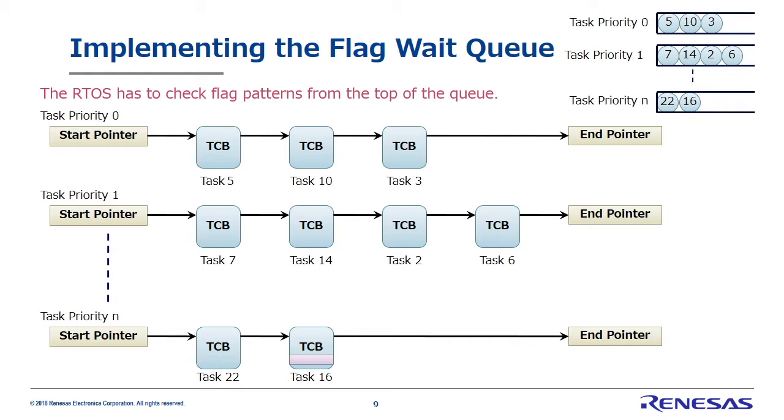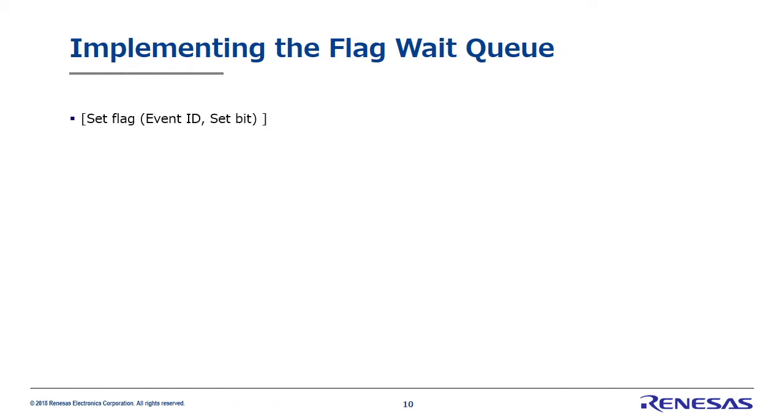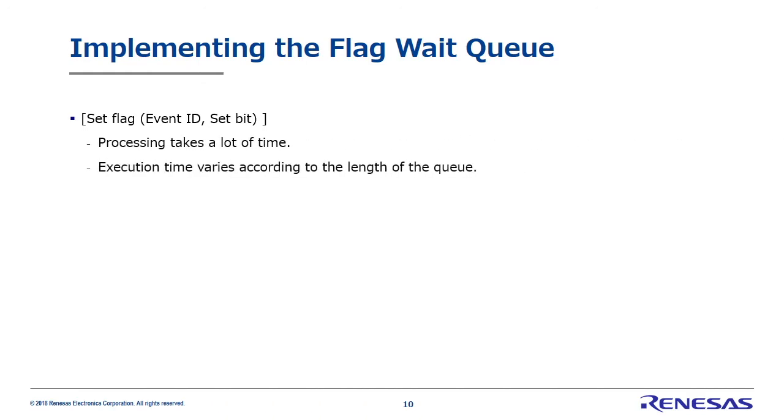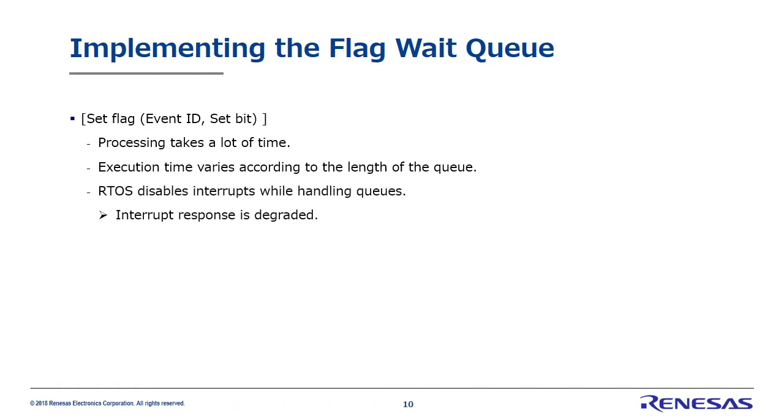As a result, compared to other queue operations, the processing time is much longer. What's more, processing time depends on the number of tasks in the queue. This should make clear that when processing the setFlag API, not only does execution take a long time, but processing time also varies greatly with the length of the queue. In addition, just like with other queues, since processing is interrupt disabled, whenever this process runs, it could lead to serious degradation in real-time performance.